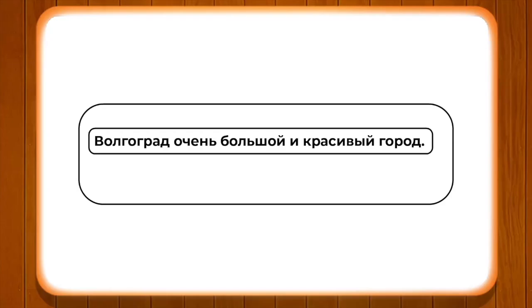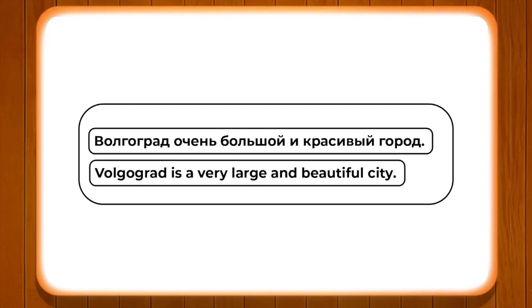I'll start with: Волгоград очень большой и красивый город. So Volgograd is the name of the place, which is known as Volgograd in Russian. Очень большой, very big, и красивый город, and beautiful city.